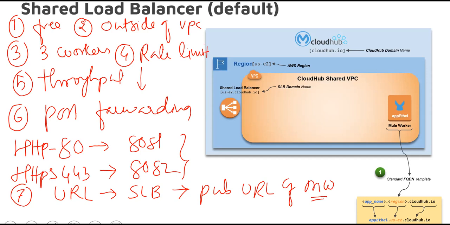Let me clean this first. So it is free. It's outside of the VPC. It's always running on three workers. Rate limiting will be enabled since it is shared. Throughput will be lower. Port forwarding is fixed, 80 to 8081, 443 to 8082.